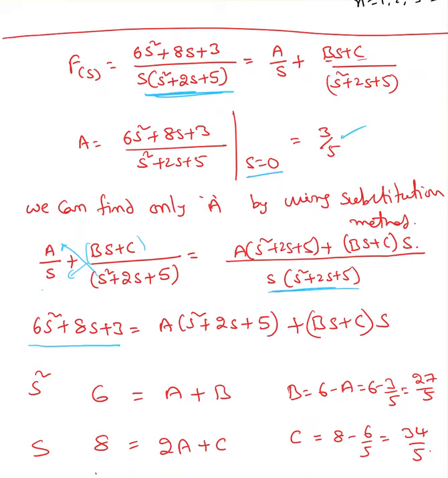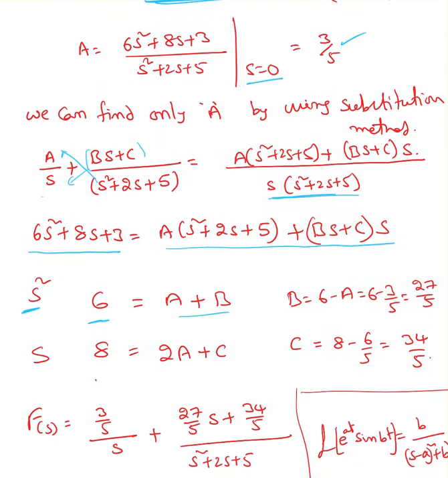So 6s square plus 8s plus 3 equal to A(s square plus 2s plus 5) plus (bs plus c) times s. If you make the s square terms equal, I have 6 on the left hand side, A plus B on the right hand side. I already know the A value, so I end up finding B equal to 27 by 5. Same thing if I equate the s coefficients, I have 8 on the left hand side, 2A plus C on the right hand side. So I found the C value as 34 by 5.